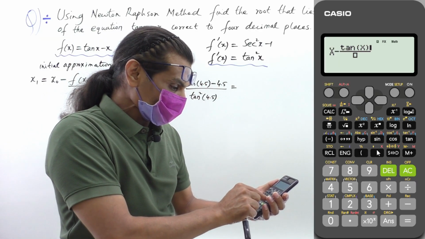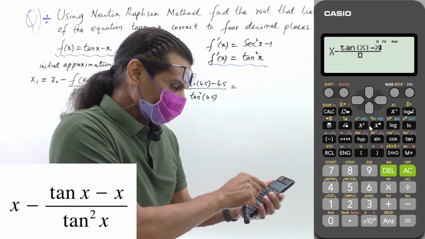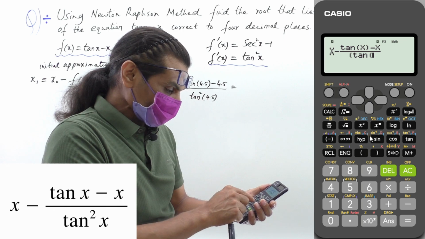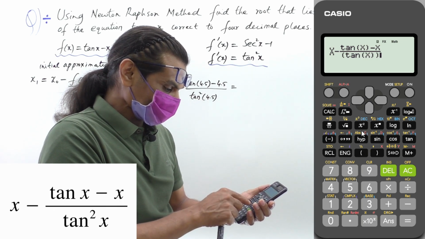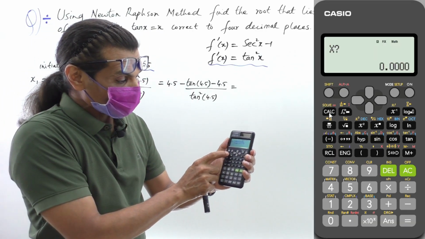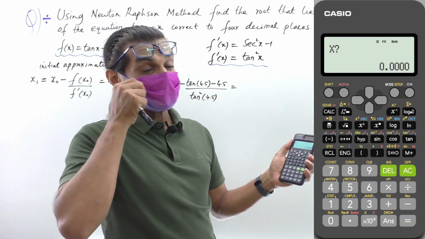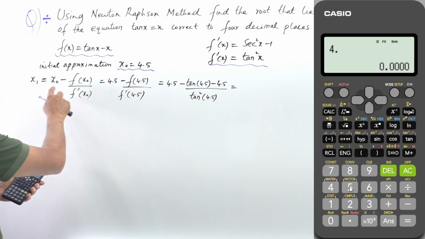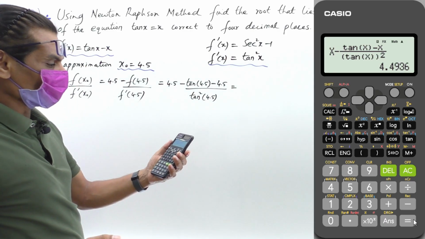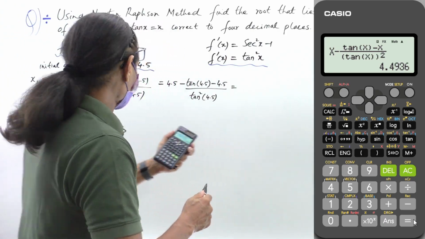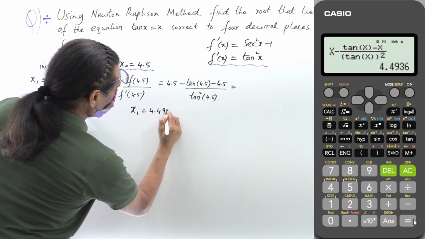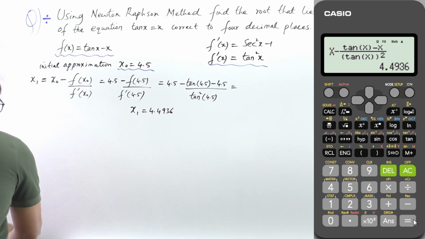So I'll input the function here. Tan is here, alpha x minus alpha x over tan square, so I'll put a bracket, then tan alpha x, the whole square. Done. Only one time press CALC in the FX991ES+ second edition. Now what's the initial value? 4.5. So 4.5 equals, and we get 4.4936. So the first iteration is x1 equals 4.4936. Let's underline this.